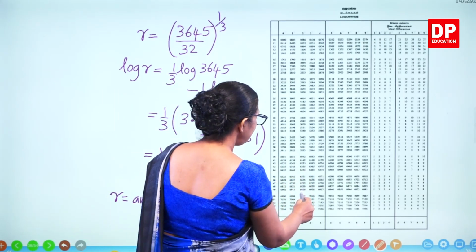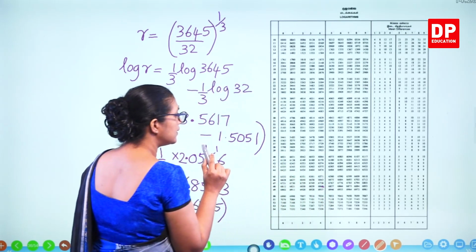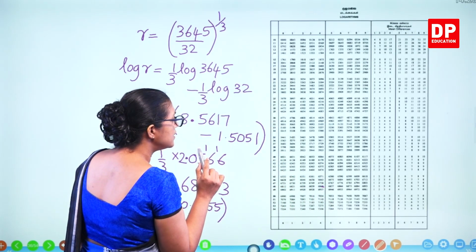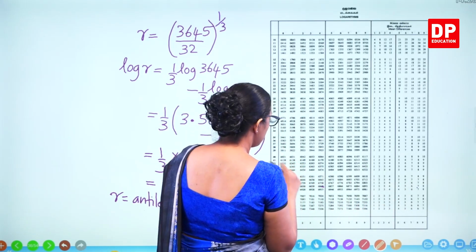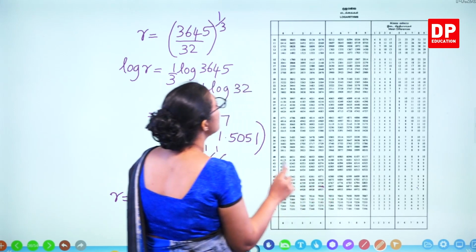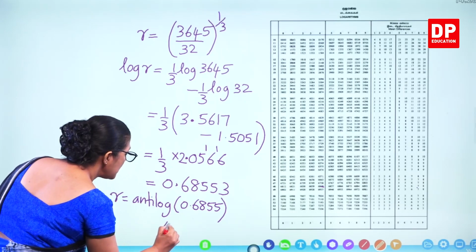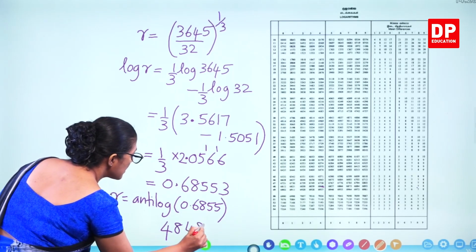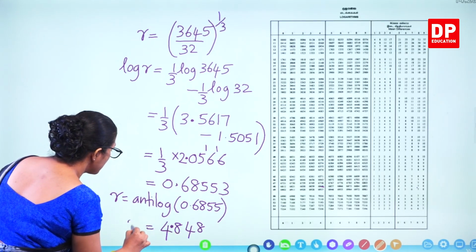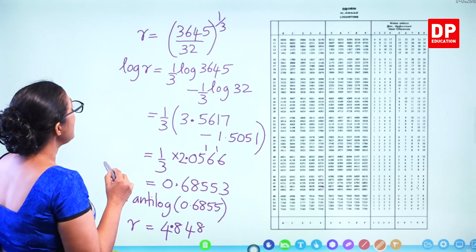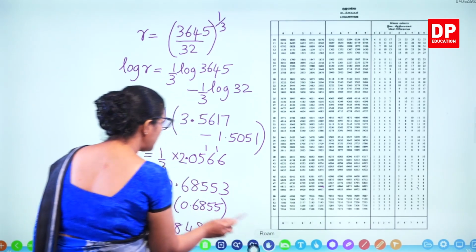6855. Here 48 is there, so you need another 7. This one, 8. 48, 4, 8. 48, 4, 8. And this is 0. So you get 4.848 as the answer. Now, what's the unit here?